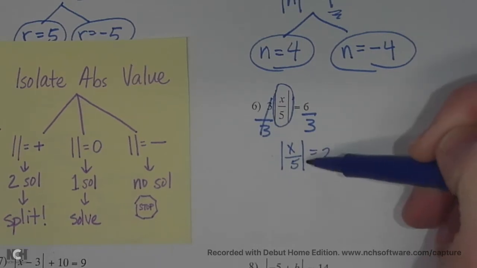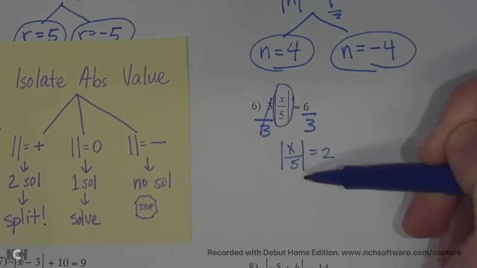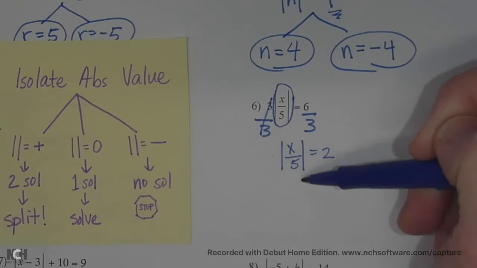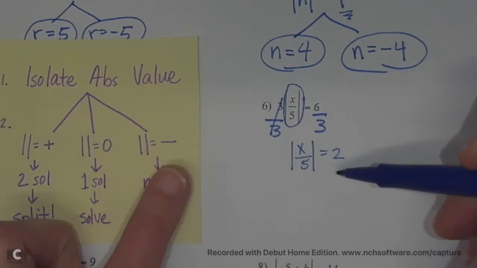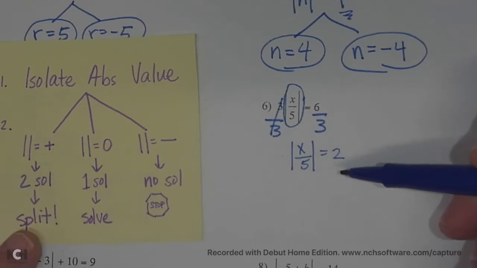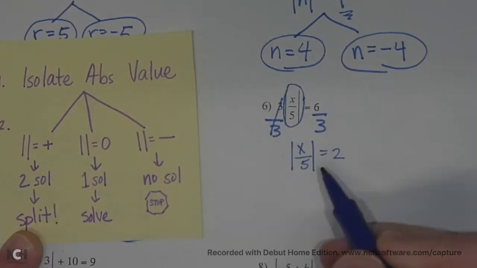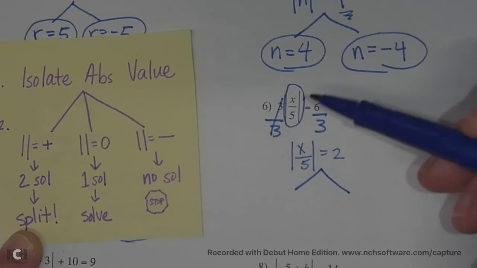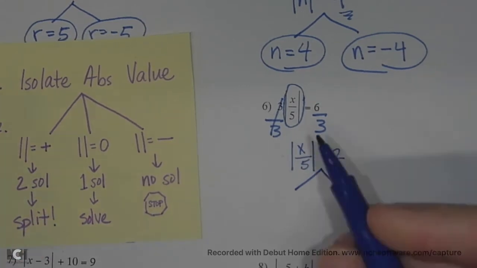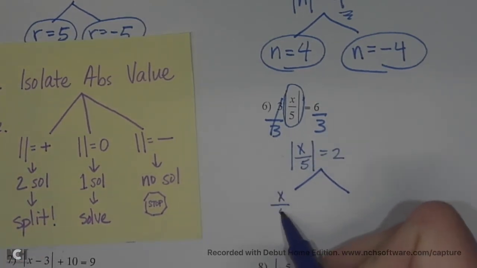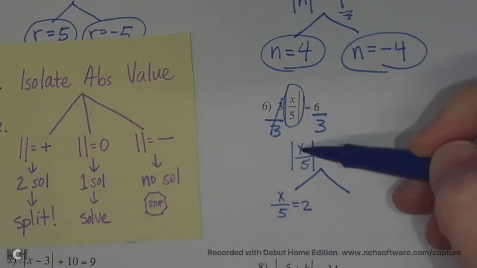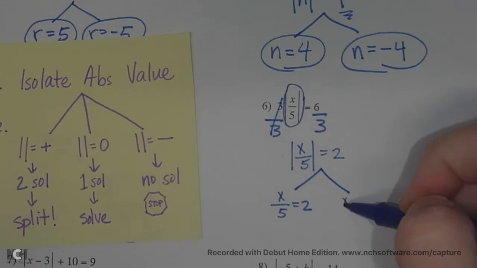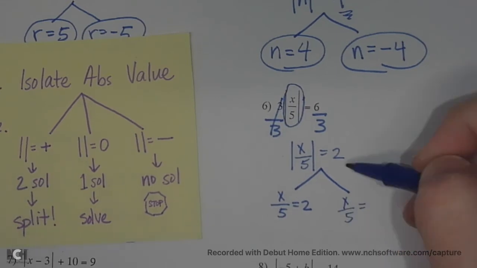Okay, now is the absolute value part isolated? Yeah, it sure is. And let's look at the other side, the equal sign. We have a positive number. That means we need to do the split because we have two solutions. So let's split it out and take what's inside the absolute value part, which is just the x over 5. This is where we don't need the bars anymore. Set it equal to 2. And then we're going to do the same thing here, x over 5. And this time we're going to set it equal to negative 2.